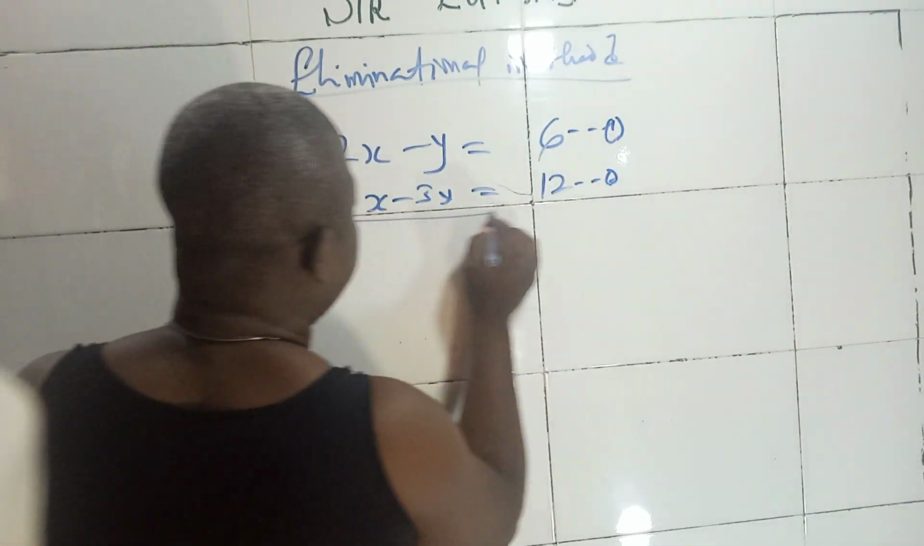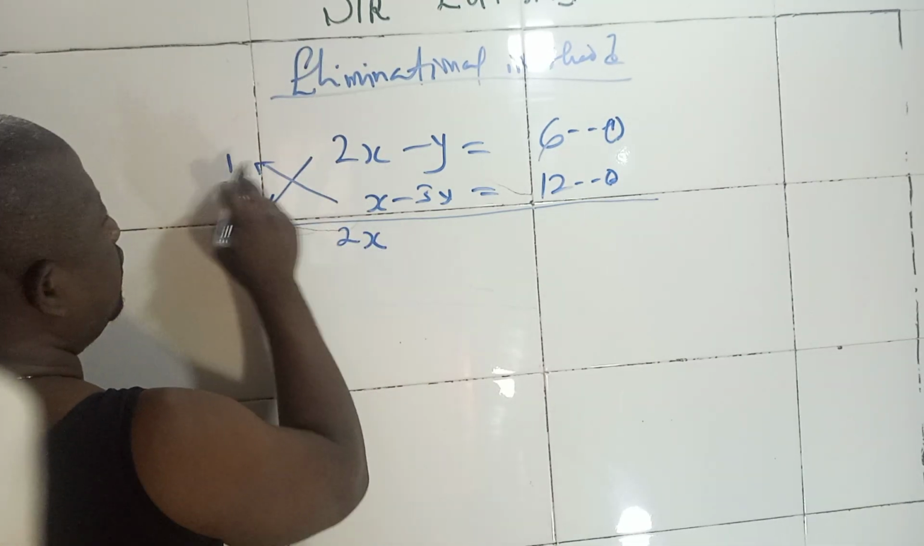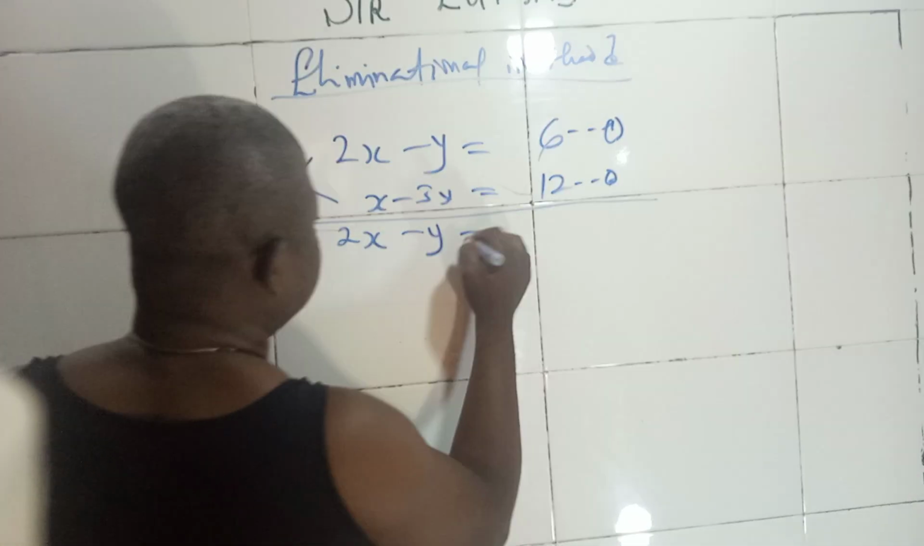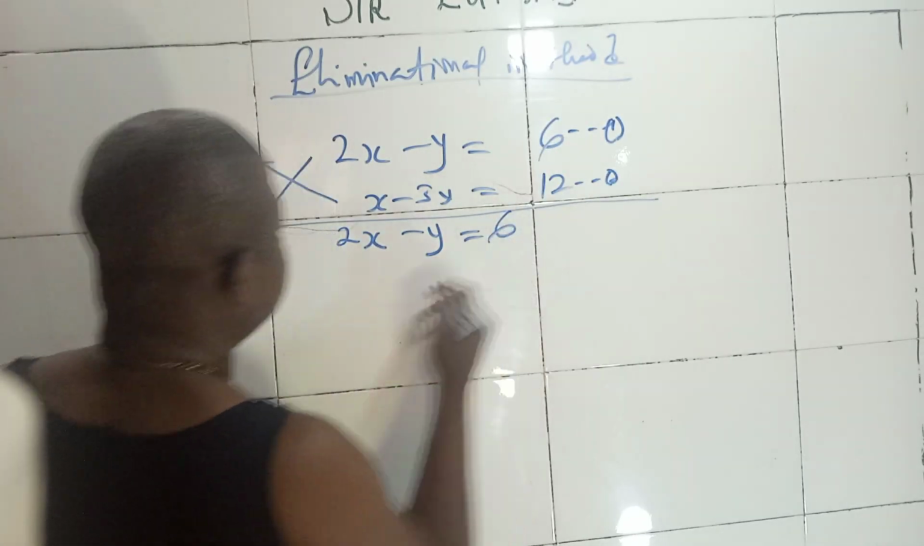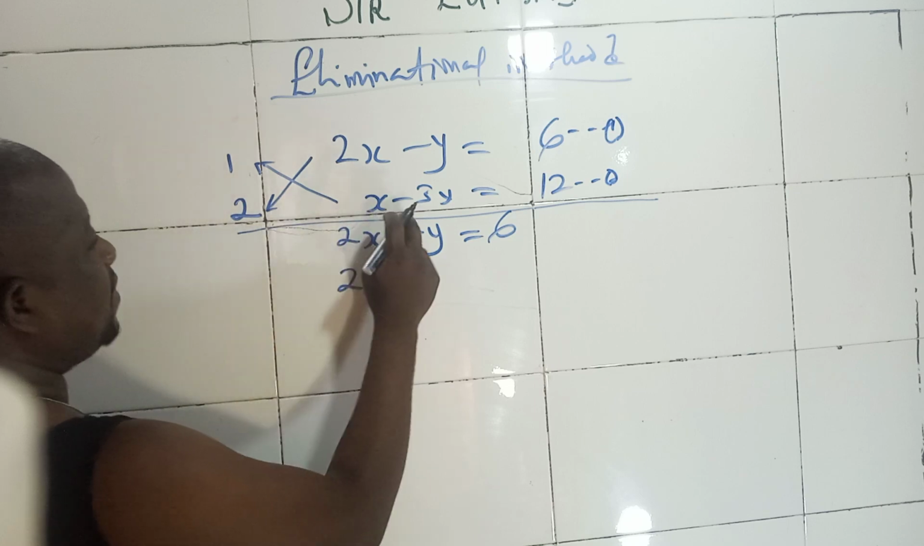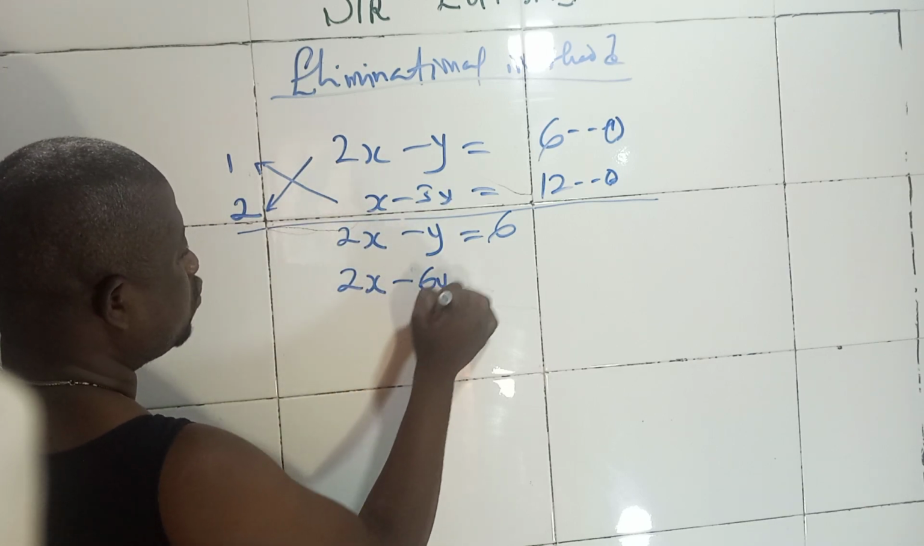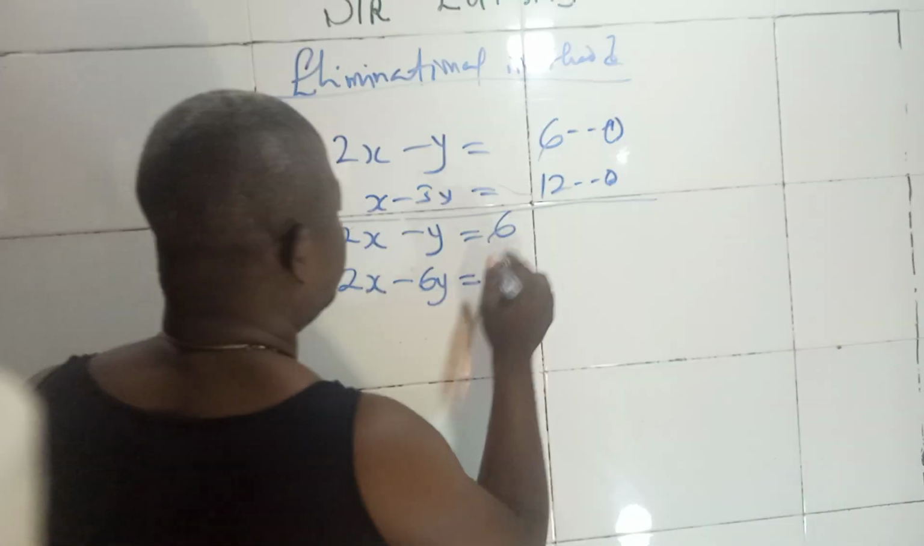So if you use it to multiply through, we have 1 times 2x. I have 2x minus y is equal to 1 times 6, 6. Then you have 2 times x, this is 2x, 2 times minus 3, this is minus 3y, minus 6y rather, is equal to 2 times 12, which is 24.